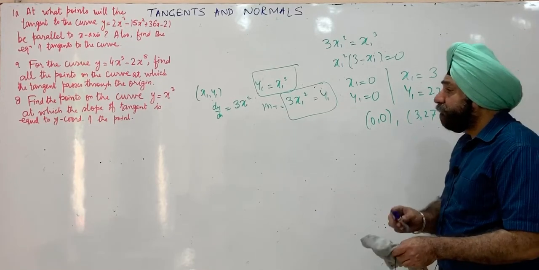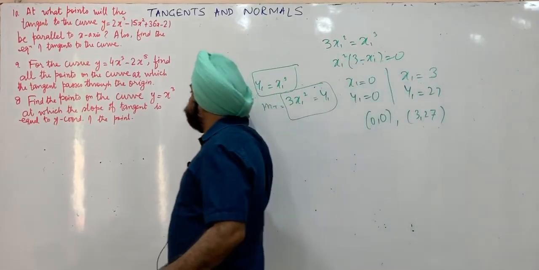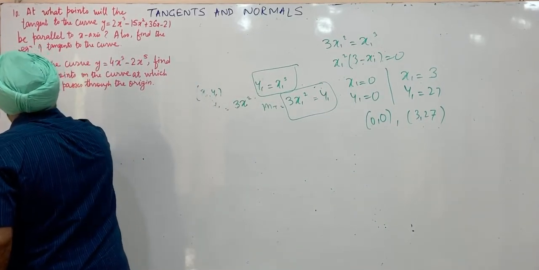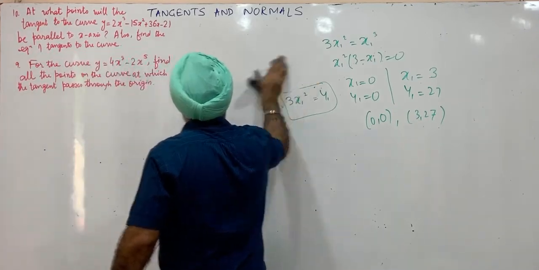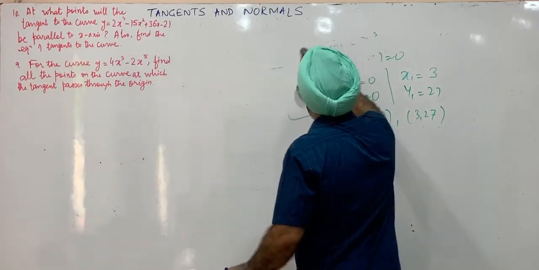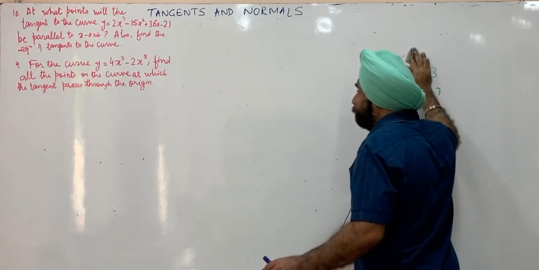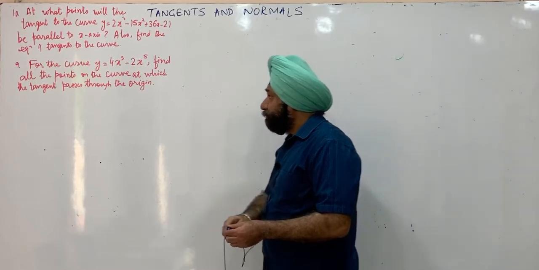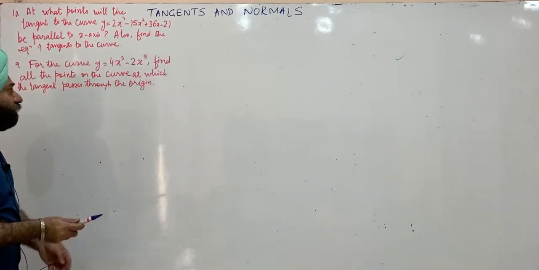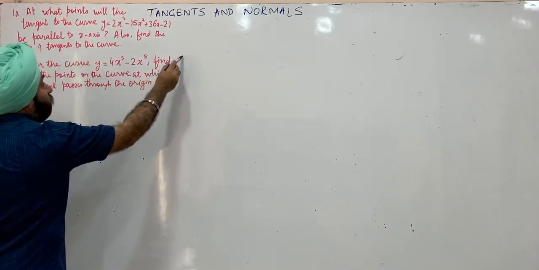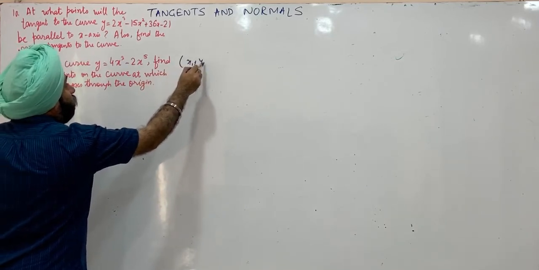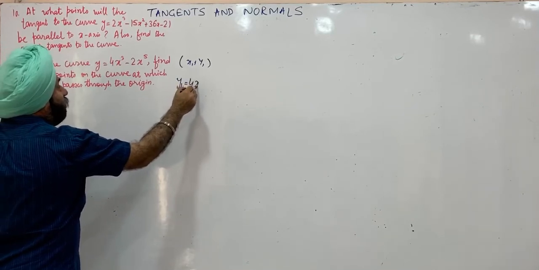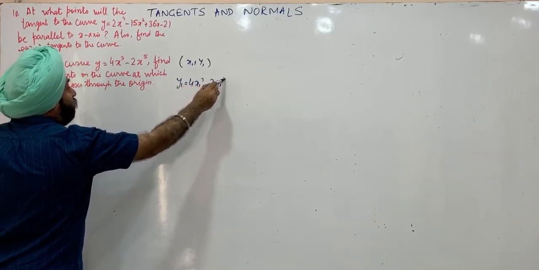The next one, for the curve y is equal to 4x cube minus 2x raised to 5, we have to find out all points on the curve at which the tangent passes through the origin. So let the point be (x1, y1). This point lies on this curve, means y1 is equal to 4x1 cube minus 2x1 raised to 5.